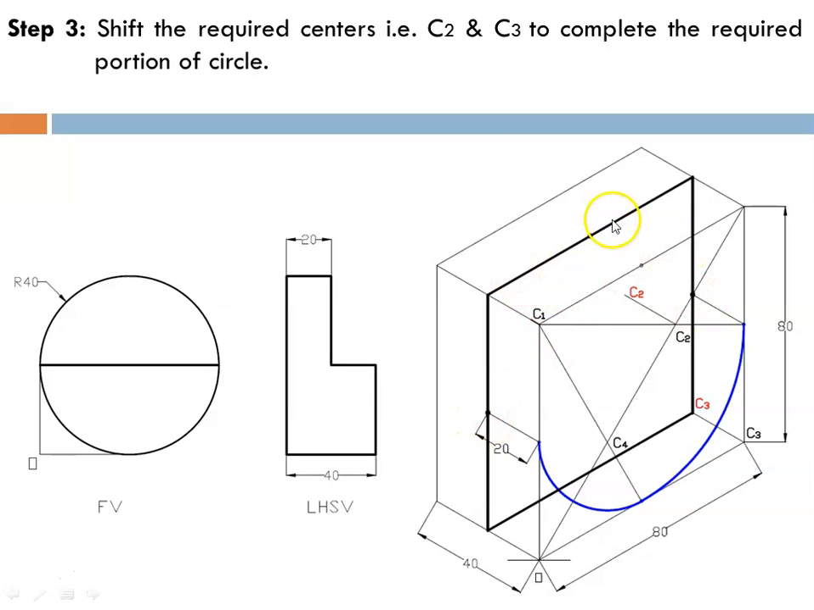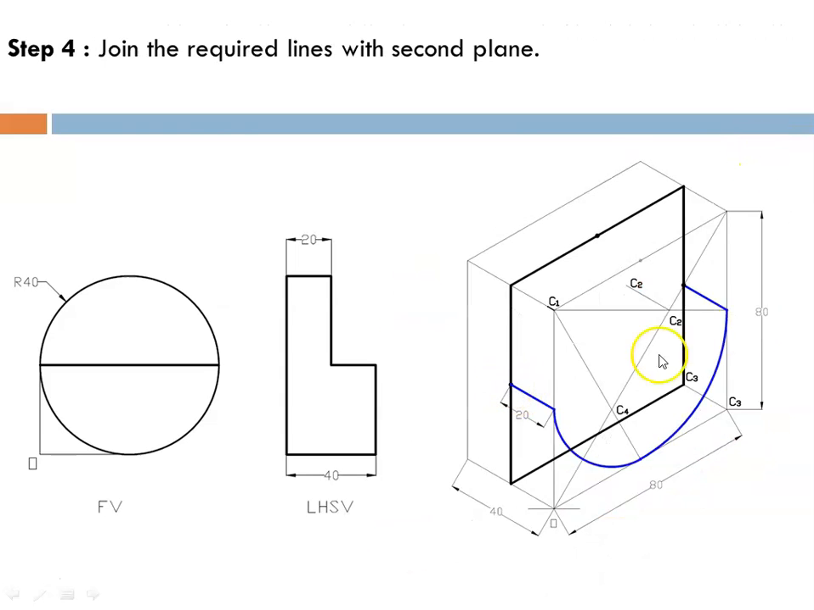To complete this, as we have already learned in lecture number 2, how to draw an isometric circle, we need two centers, C2 and C3 only. So shift this center. Now see here, we are moving 20 in this direction. Hence, we have to shift C3 in the same direction by 20 mm and C2 in the same direction by 20 mm. Now, these are your new centers to draw a circle on the second plane. First, darken these lines.